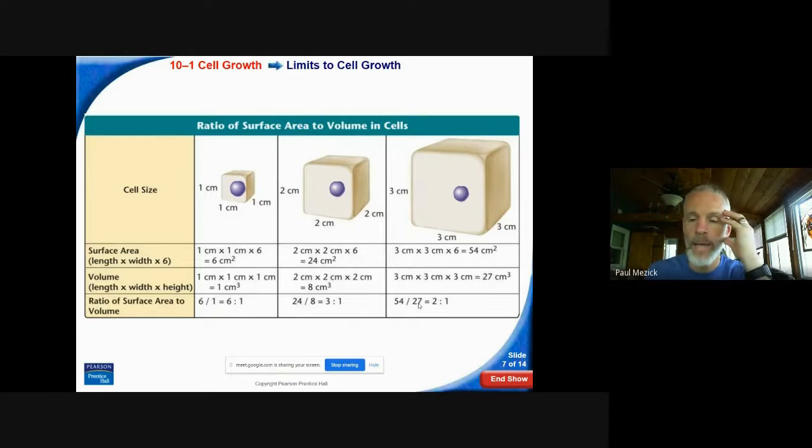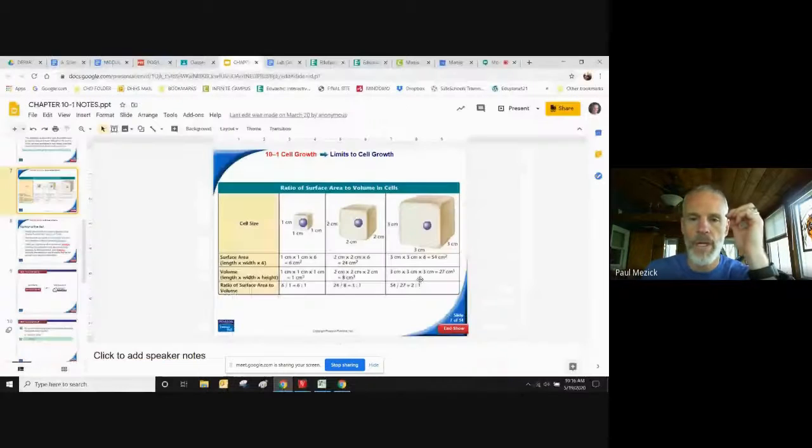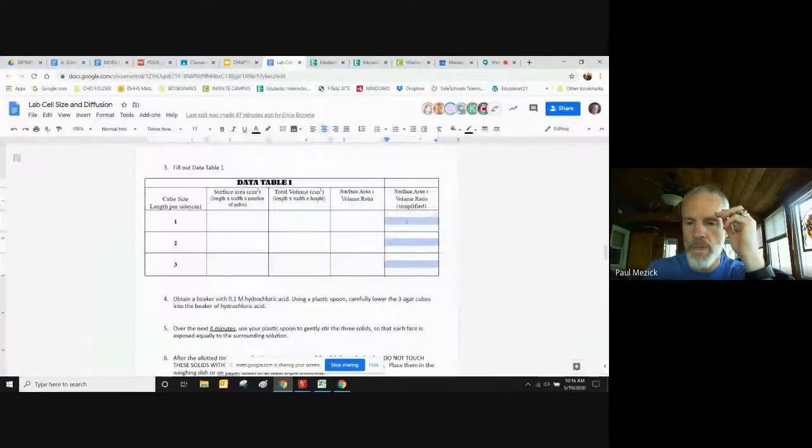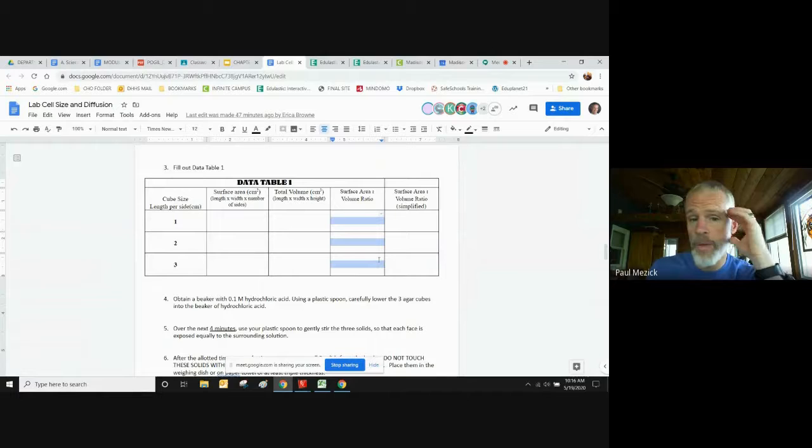That's what you're going to get in the data table, but in the last column, you'll simplify it to a 2 to 1 ratio. Okay. In other words, 27 goes into 54 twice, and 27 goes into 27 once, and so you end up with a 2 to 1 ratio. So those are the answers that go in this column. The answers you have now, the bigger numbers, will be in this column. Are you okay with that?